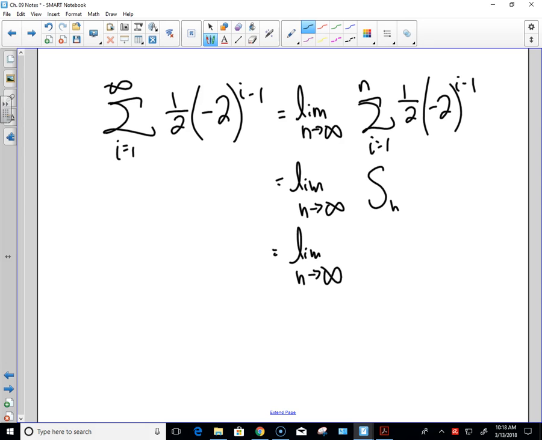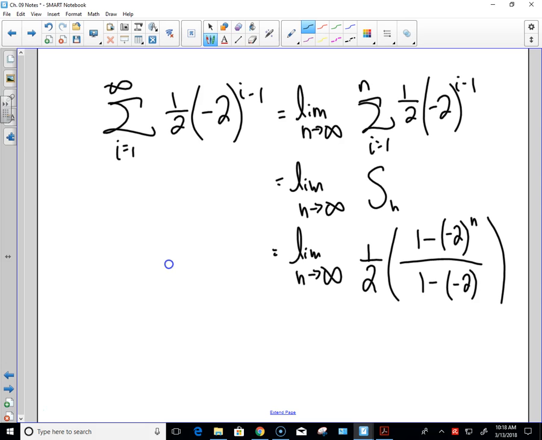Who plugged into the S of n formula? What did you get for this series? Good. Now, just in case, I know some of you are still catching up, that's how you would plug into the formula. We haven't done the math yet in the sense of thinking about, okay, now as n goes to infinity, I can kind of see the n. I can think about it going to infinity.